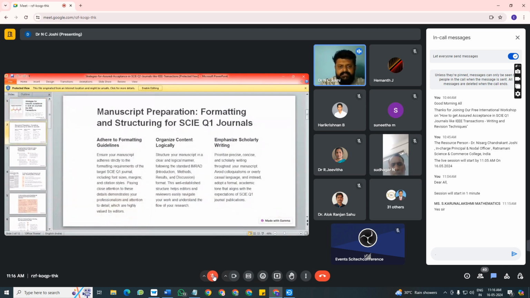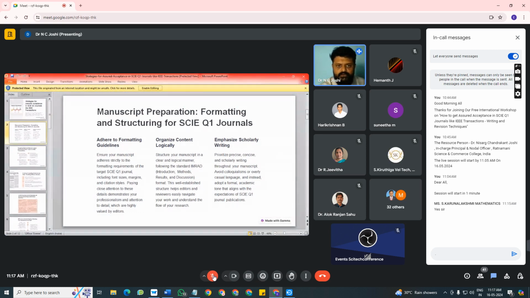Let's start. First, manuscript preparation, formatting, and structuring for the SCIE Q1 journals. Think about it: we have to do PhD and research work, so firstly important is manuscript preparation. Now, adhere to formatting guidelines: ensure your manuscript adheres strictly to the formatting requirements of the target Q1 journals, including font size, margins, and citation styles. Paying close attention to these details demonstrates your professionalism and attention to detail, which is highly valued by the editors.